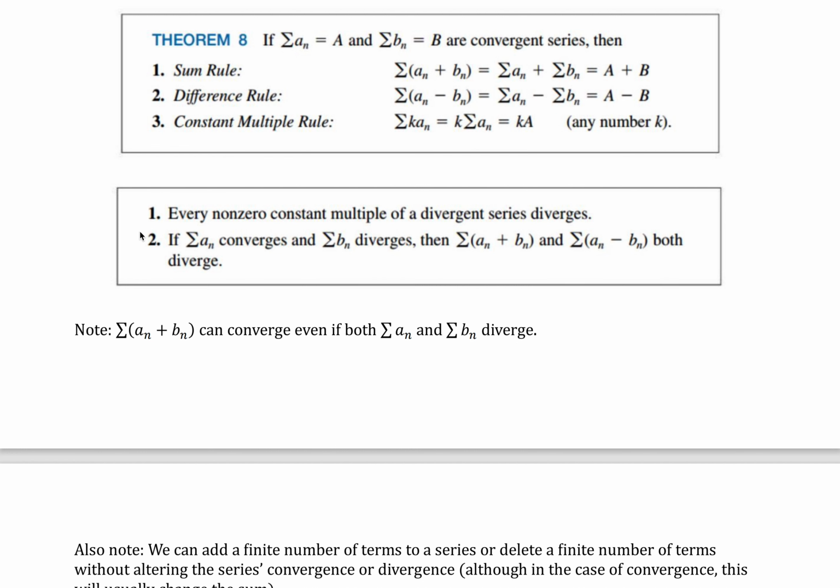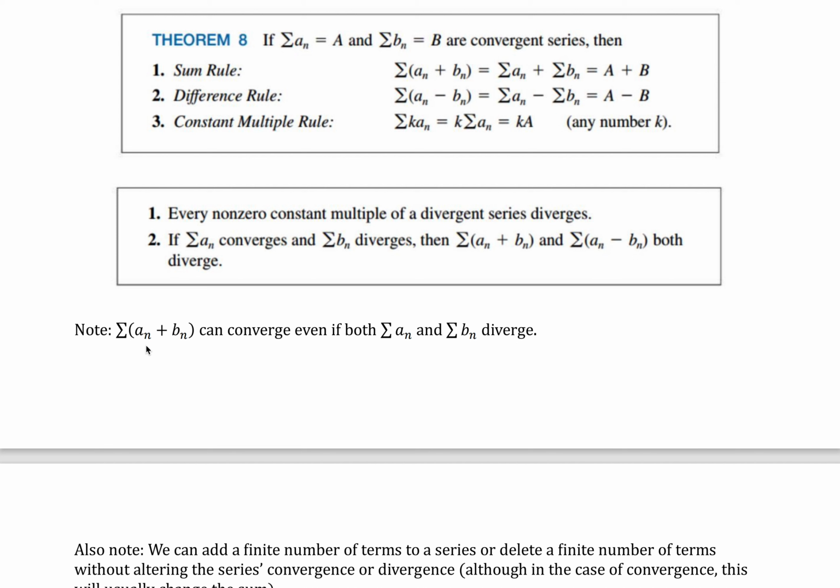If you have a divergent series, a series that's going to go to infinity or negative infinity, and you multiply it by a non-zero value, it's still going to diverge. It's like taking infinity times 3. It's still infinity. If your first series converges and your second diverges, then if you add or subtract them, you're still going to diverge. However, there is a weird quirk. If both series diverge, occasionally, if you add them together, you can come up with a series that converges.